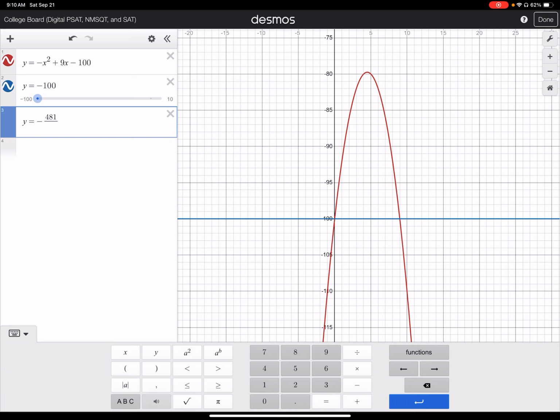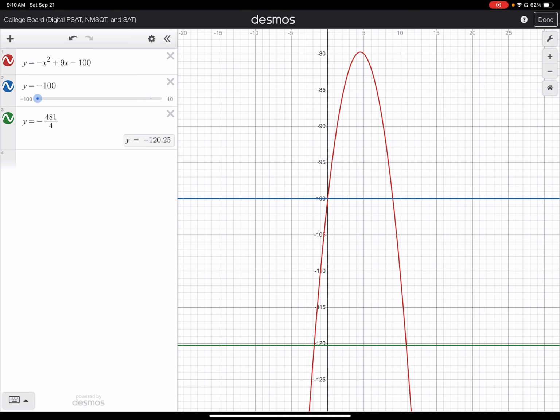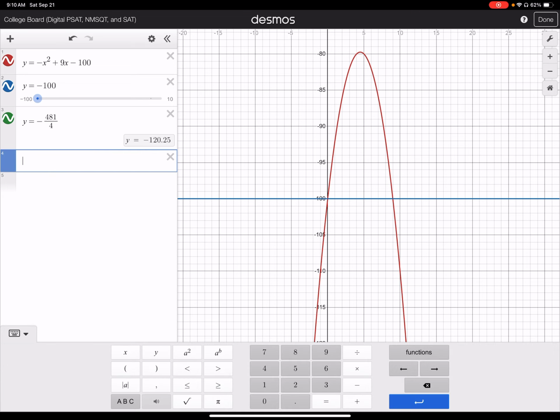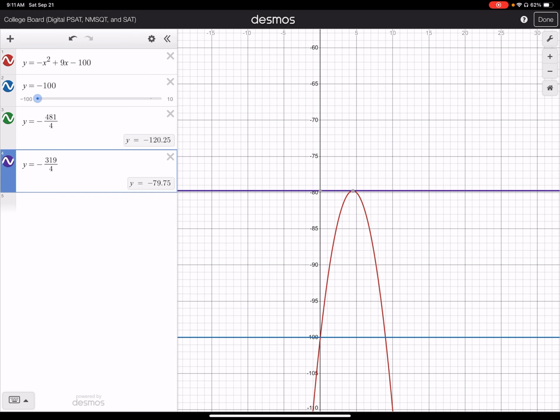481 divided by 4. All right, and then you look at this and it's like, this is negative 120.25, so it's actually way down here. It's also touching it at two places. And again, we call that a secant line. So obviously that's not the answer. And then we also had y is equal to negative, I think it was like 319 divided by 4. Boom. Oh, well, look at that. It is exactly the one that we were looking for. You can see over here on the left-hand side, it even says that y is equal to negative 79.75, and it does hit my parabola at exactly 1 point at that vertex point.